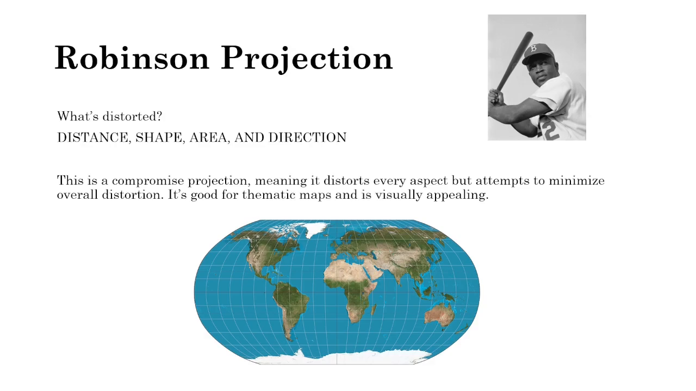Everything's distorted, but minimally. Minimally means that they are going to minimize overall distortion. So everything's distorted to some degree to minimize overall distortion, instead of having no distortion in something like direction and having a lot of distortion in area. And that's what makes the Robinson projection visually appealing. That's why you see it on posters, you'll see it online. And it's also very good for thematic maps as well.